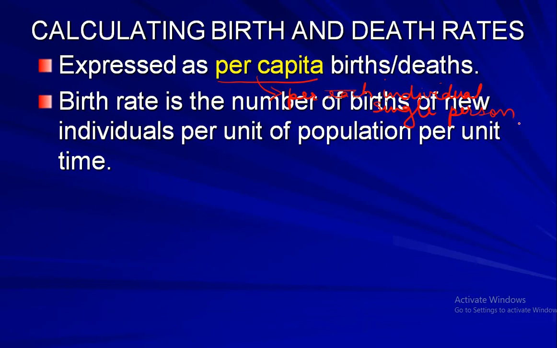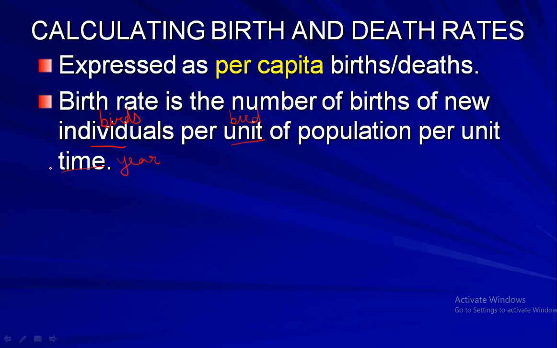Now, if we take an example of birds again, then birth rate is the number of births of new birds. In this case, the individuals means birds, per unit means per bird of the population, and per unit time means per year. Here time is year.